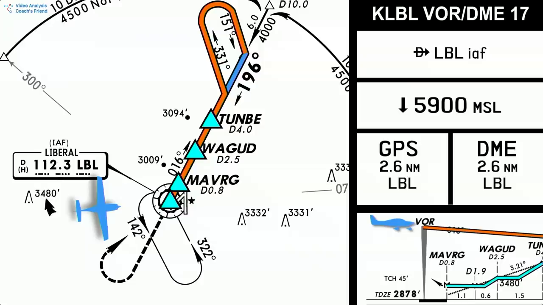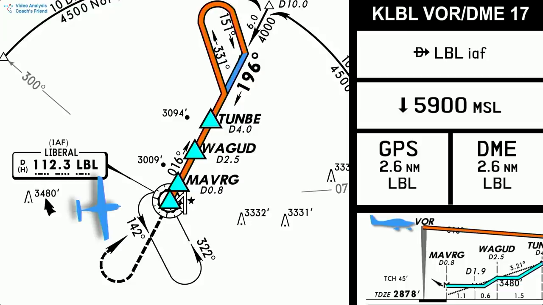Okay, so in this case, we're on our way to Liberal, and I believe our clearance is 216 Bravo Delta, cross Liberal VORTAC at or above 5,500, cleared for the VOR DME approach, runway 17 Liberal. So we're gonna fly over. If you take a look at our route, we're gonna fly over to Liberal, track outbound, and fly the procedure turn. So here we go. We're on our way into Liberal.